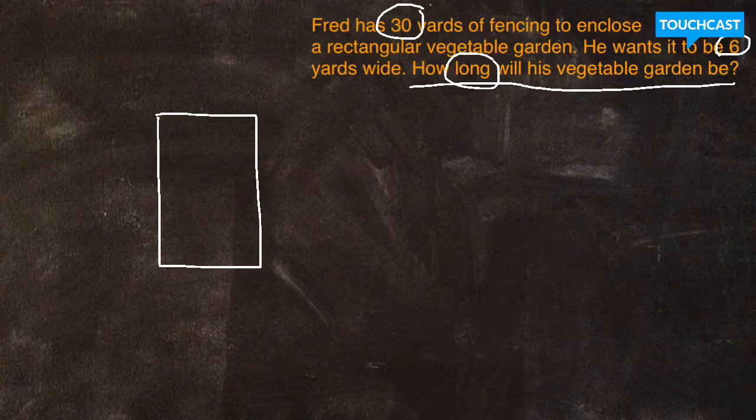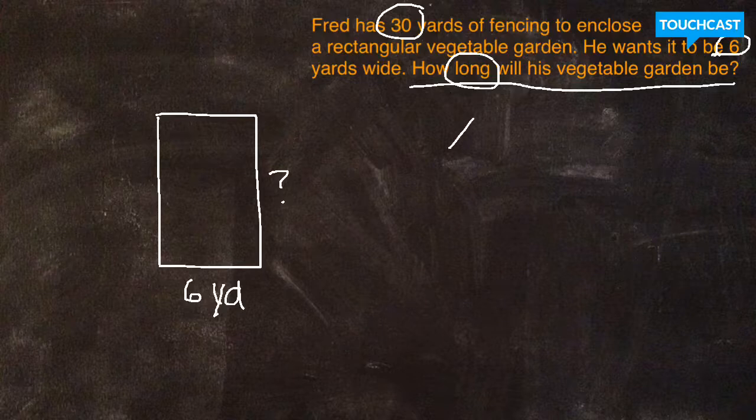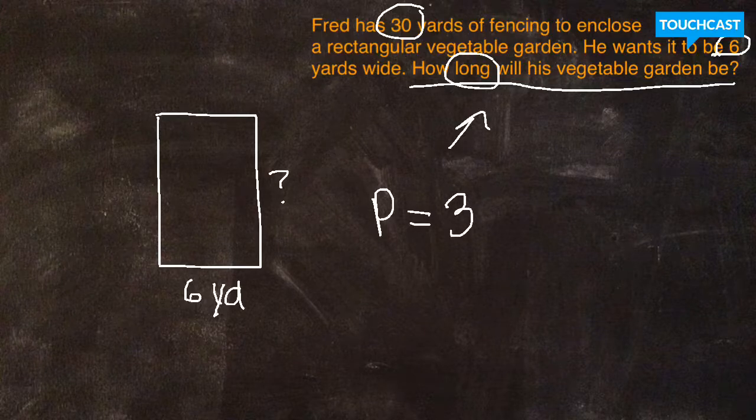And we know that he wants it to be 6 yards wide. Okay, so we have 6 yards. We don't know what our length is going to be. That's what they're asking us to find. But we do know that our perimeter, the total amount of yards he has, is 30. So our perimeter equals 30 yards.